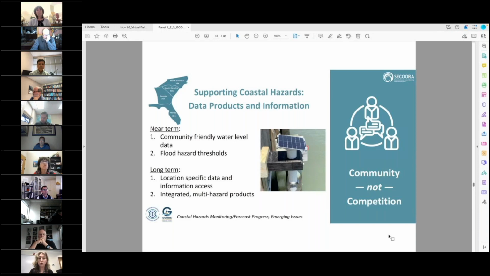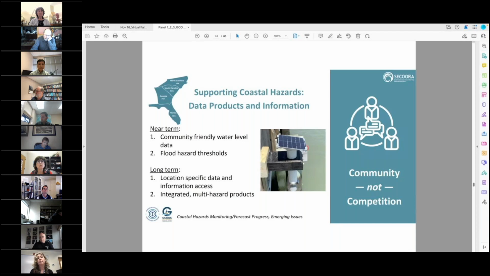So that's some near-term work that we're doing, and we're excited to be able to partner with some other regional associations with some of this work as well. Longer term, we're looking at what sort of data and tools for accessing the data will best meet community needs. Is it a text that people can sign up for? Is it an app for the phone? So that's the next stage of this new water level network, is to come up with appropriate data access tools.